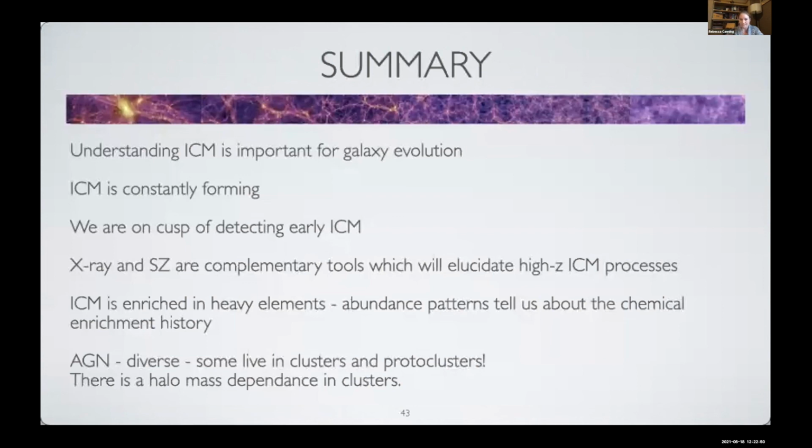So the ICM is important for galaxy evolution. I hope no one needs convincing of that yet. The ICM is constantly forming. I think we're on the cusp really of detecting it, which would be really cool. X-ray and SZ are complementary tools that are going to elucidate our high-z ICM processes. The ICM is enriched and the abundance pattern is going to be really informative, and we're going to learn a lot about that soon. And AGN in dense environments are diverse, but some do live in clusters and in protoclusters. And at least on the cluster side, there is a halo mass dependence that we're starting to see. I'll leave it there.